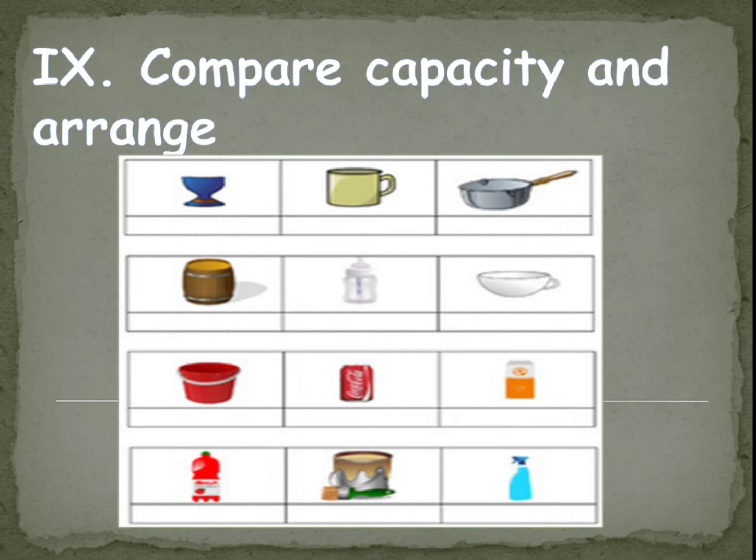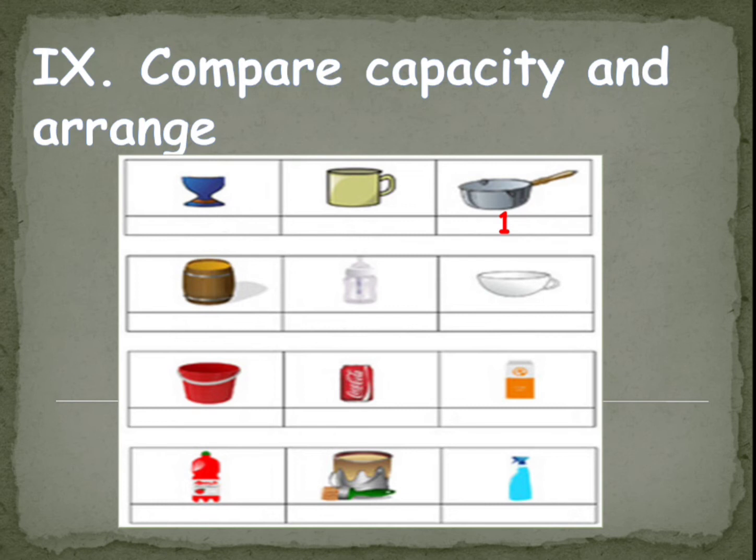If it is increasing order, then you will write from small to big. If it is decreasing order, you will write big to small. Bigger capacity to the smaller capacity is your decreasing order. Increasing or ascending order is, you will write the smaller capacity first, then you will go to higher, bigger capacity.